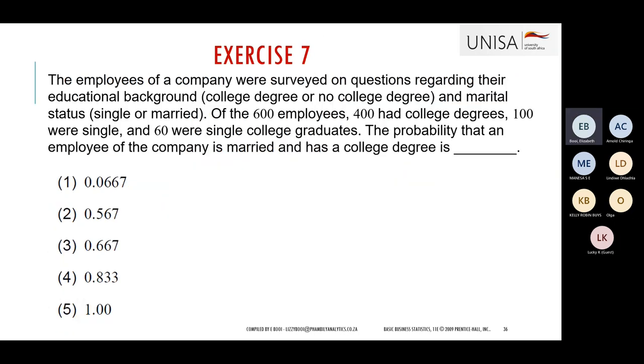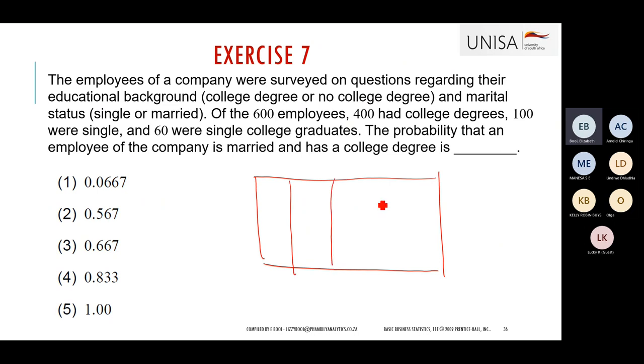Let's look at another example before it's almost time. On this example, they have given you some information. The employees of a company were surveyed on a question regarding their educational background, which is college degree or non-college degree, and also their marital status, which is either single or married. Of the 600 employees, 400 had a college degree, 100 were single, and 60 were single with college degrees. So I can create a contingency table that will help me answer the question: single, married, college, no college. I'm told there are 600 of them. I'm also told that 400 had a college degree.